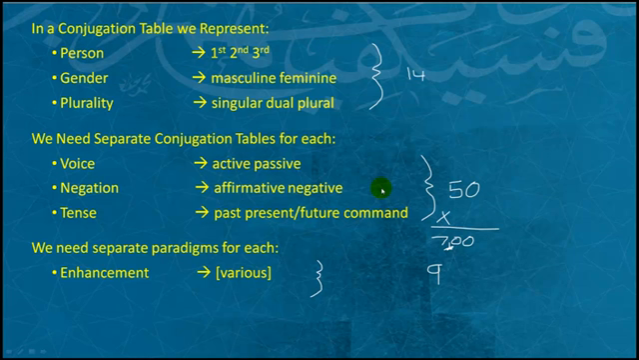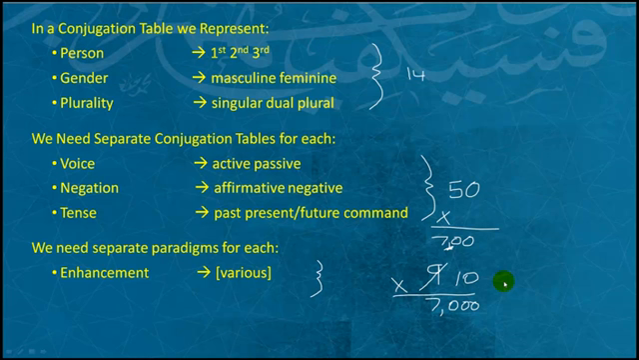Okay? So when we take about 10 paradigms and multiply by 700 conjugations, we get about 7,000 conjugations per verb, potentially. Theoretically, the number can actually be much higher, though. Let me give a small example.